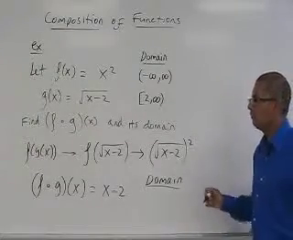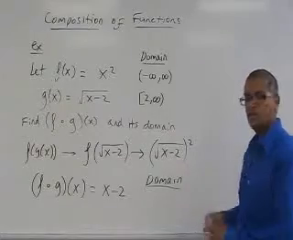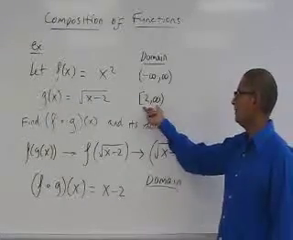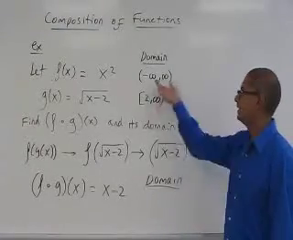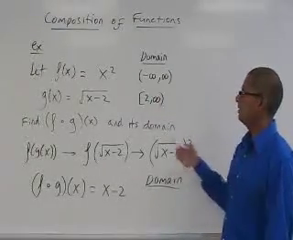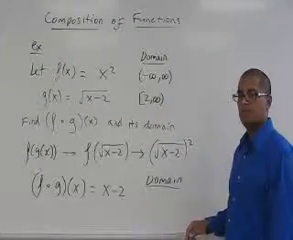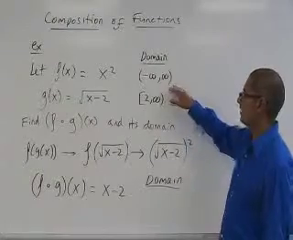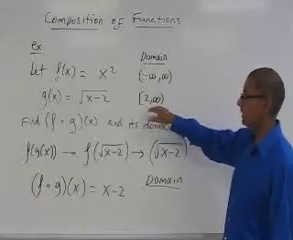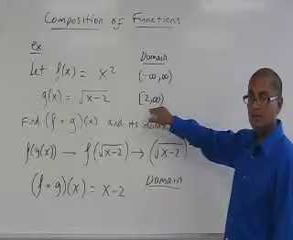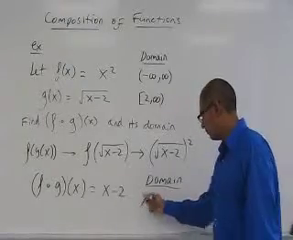Well, the domain is whatever is in g of x that will go into f of x. Now g of x has a restriction from 2 to infinity. f of x has no restrictions. You can put anything into it. But we're restricted by g of x. The domain of g of x is 2 to infinity. Because f of x can take any number, the output of g of x doesn't matter, but it does matter that the input of g of x can only be 2 to infinity. So therefore, the resulting domain is 2 to infinity.